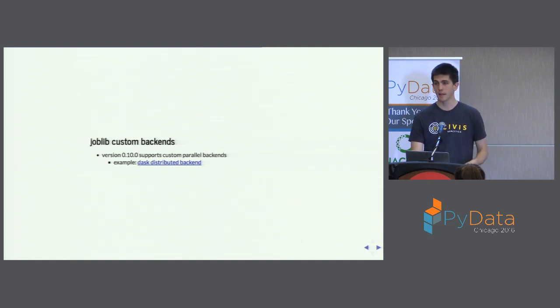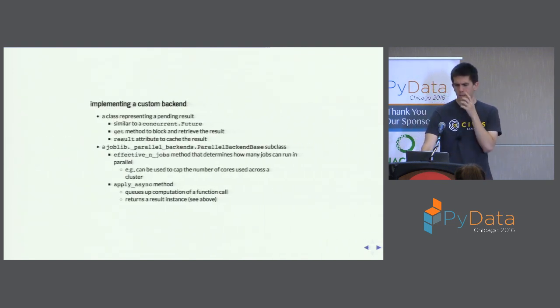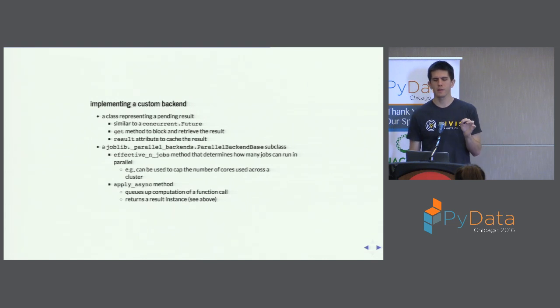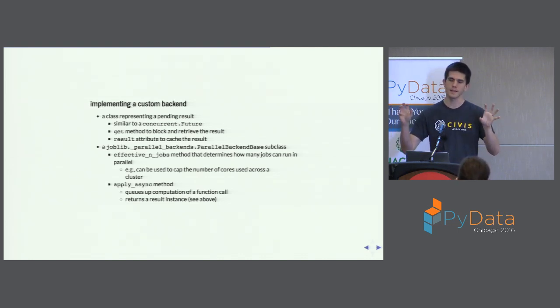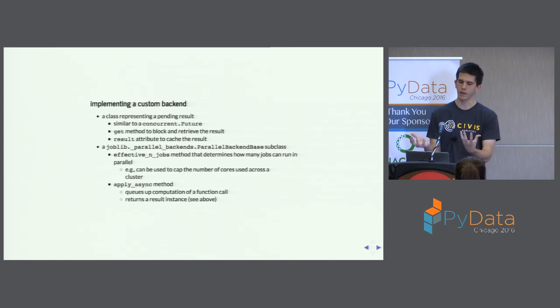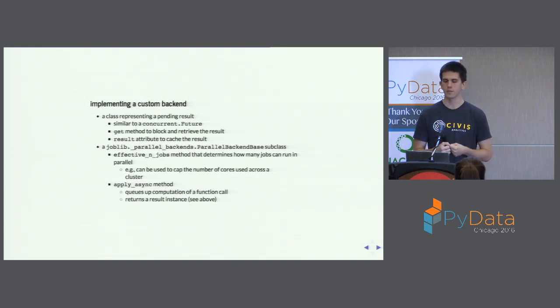An example is the Dask distributed backend. There might be one for Spark or something, I don't know. But to implement one of these, you have to implement two things. You have to implement a class representing a pending result, something representing a task running on a separate machine or a separate process or separate thread. This is very similar to a concurrent future. There's a get method which will block and wait for the result, and then there's a result attribute which will just cache the result.